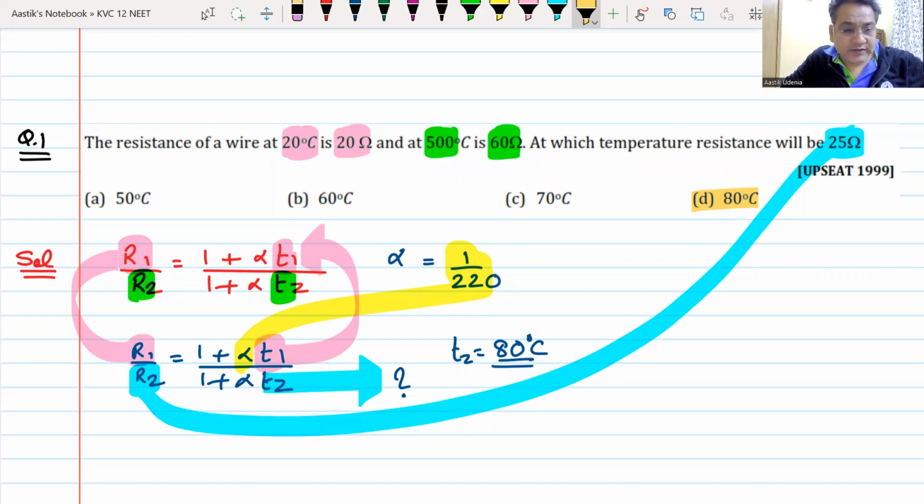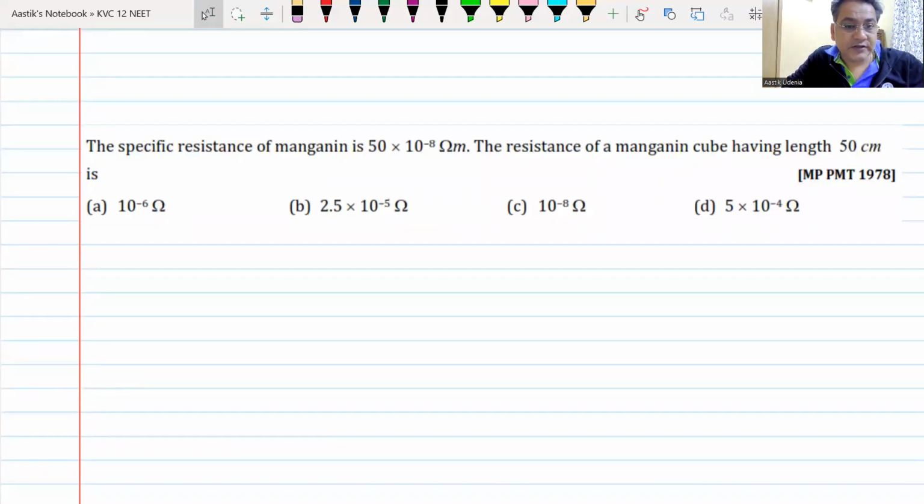Let us move on to the next one. And this is the next one. These are the type of questions that you might get in your examination hall, so please do them carefully.